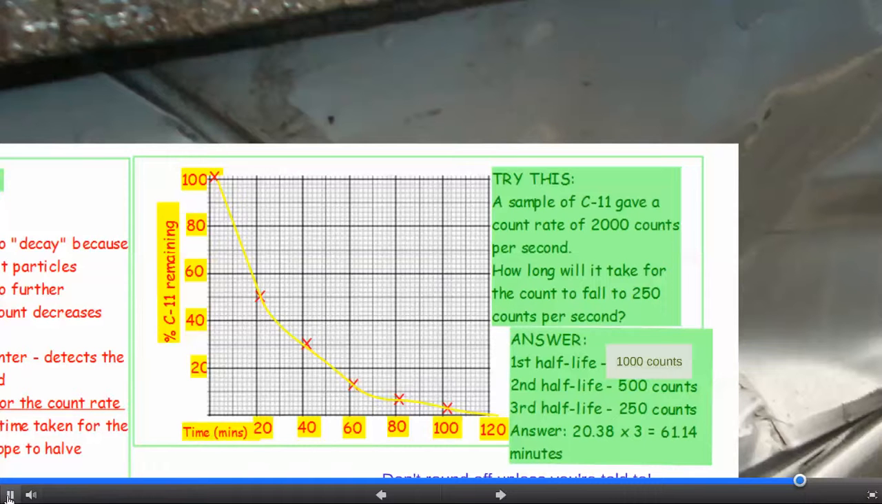Now, we saw a second ago that the half-life for carbon-11 is 20.38 minutes. So it's 20.38 times 3, which is 61.14 minutes.